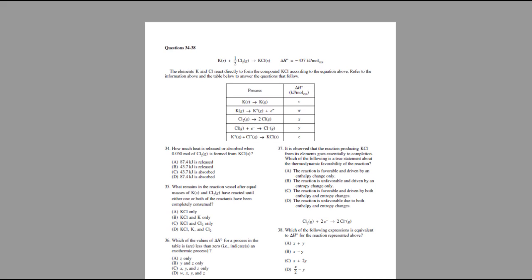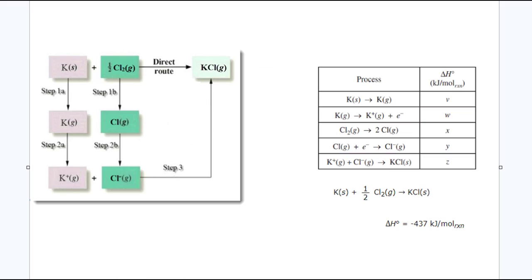On this AP multiple choice exam, this one prompt on the Born-Haber cycle had 5 questions on it. So that was 5% of the exam. So let's go over each of these steps to understand what this Born-Haber process is all about.